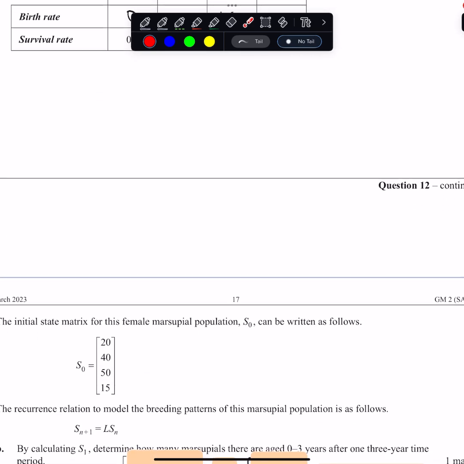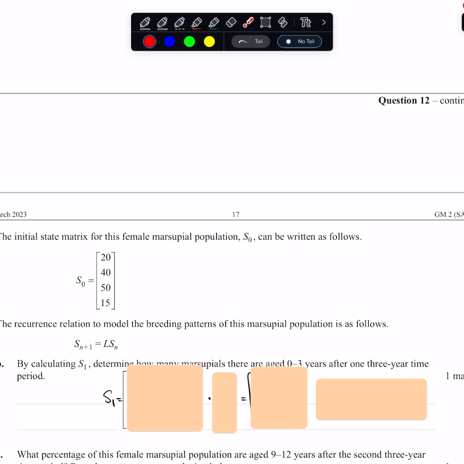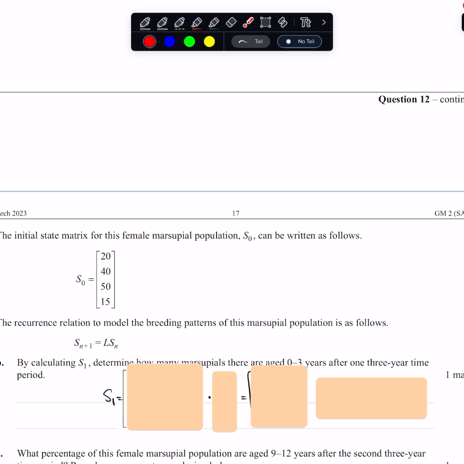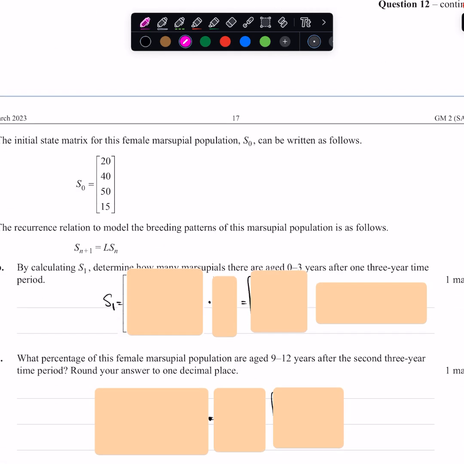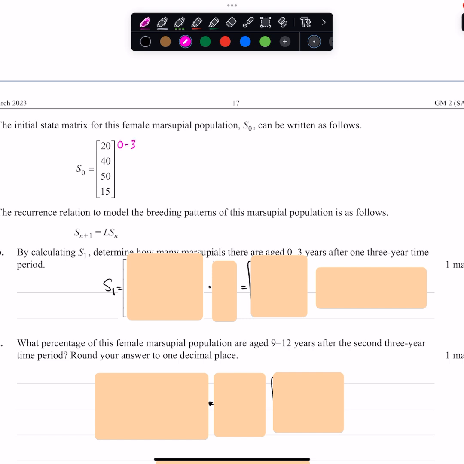Awesome. Then the initial state matrix for this female marsupial population can be written as follows. Okay, so there are 20. It's important to know what this is. This is 0 to 3, 20, 0 to 3, 3 to 6, 6 to 9, 9 to 12. That's the number of marsupials at those age groups.